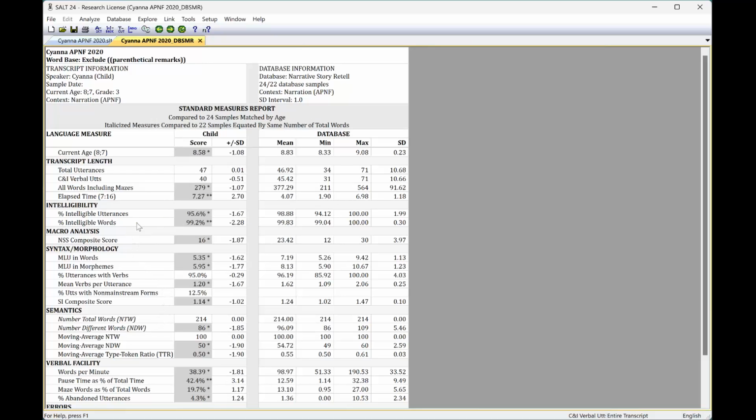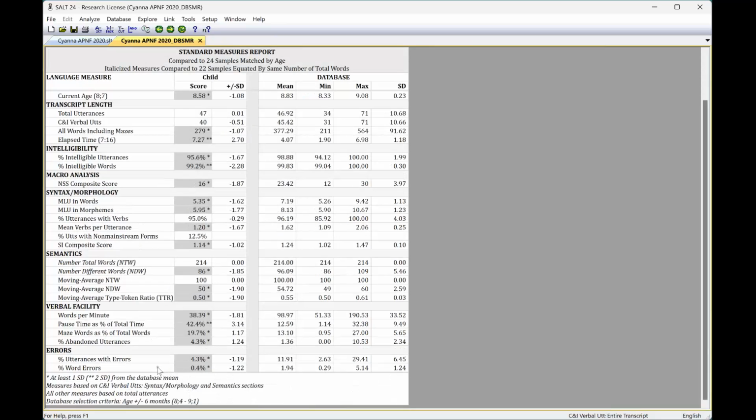Okay, so in general, what you want to do is go through and look at measures that are highlighted in gray. The caveat to this is that just because it's highlighted in gray doesn't necessarily mean that it's a deficit. It could be a strength. So an example might be, let's see if we can find one for Cheyenne. So let's go down and look at her errors. So percent utterances with errors. She had 4.3% of her utterances with errors, and that was below the database mean, 1 standard deviation below. So that would actually be a strength. She didn't make a ton of errors at her utterance level or word level errors. So just because it's highlighted does not mean that it's an area of deficit per se. Okay, so that caveat is really important to understand.